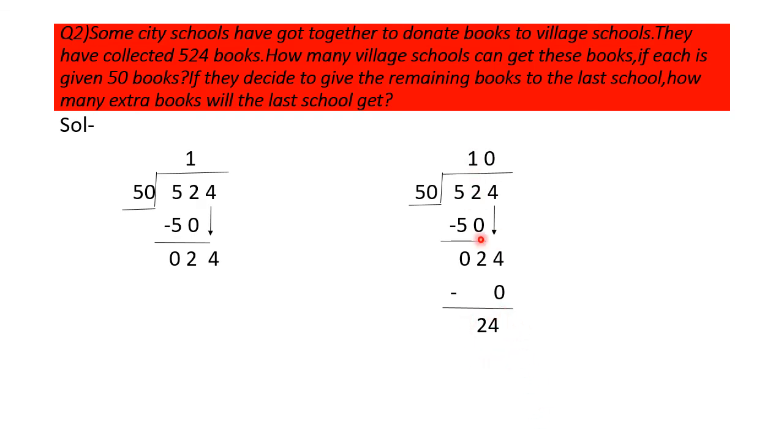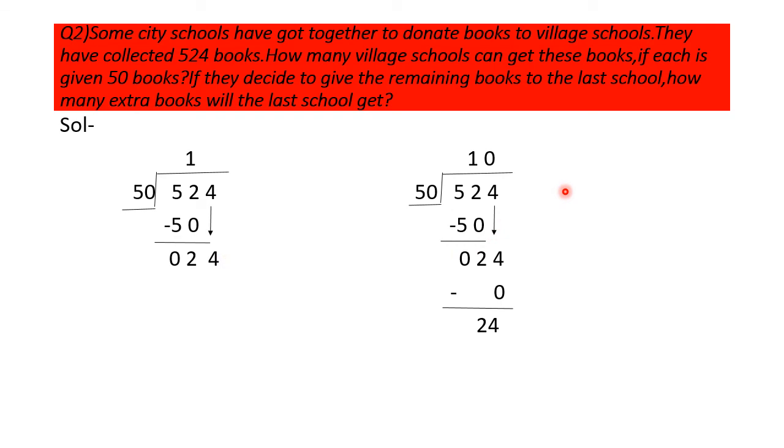So here in this question there is importance of both things. We need to take this quotient because it tells us how many village schools are present in the village, and this remainder is also very important, because to find out how many extra books the last school will get, we will find out from this 24. So this is how we are supposed to solve the problem solving question.